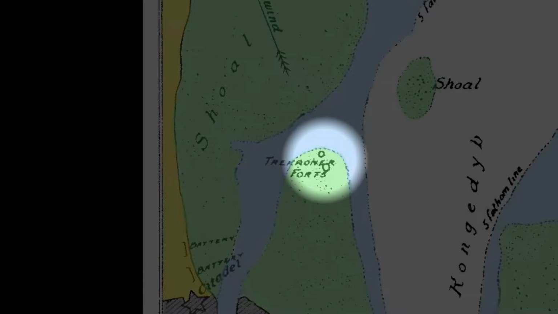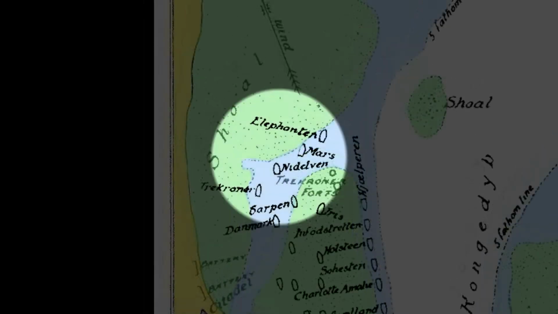The northern end of the line terminated at the Trekroner forts, armed with 68 guns of large calibre, which equalled twice the broadside of a ship of the line. North of the fort, in the entrance to Copenhagen harbour, were 2 ships of the line, a large frigate and 2 brigs, all rigged for sea, and 2 more hulks.